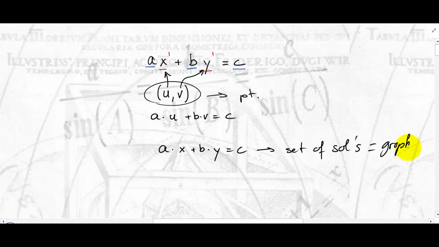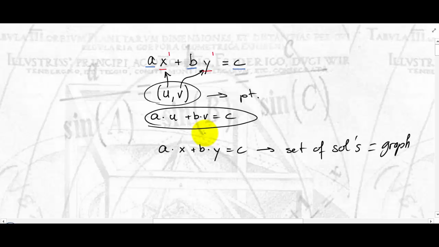What do we call the graph of a linear equation? The graph of a linear equation is the set of all the solutions. The set of all the solutions is called the graph, okay? That's it, that's all. All right, so how do you find solutions of a linear equation?